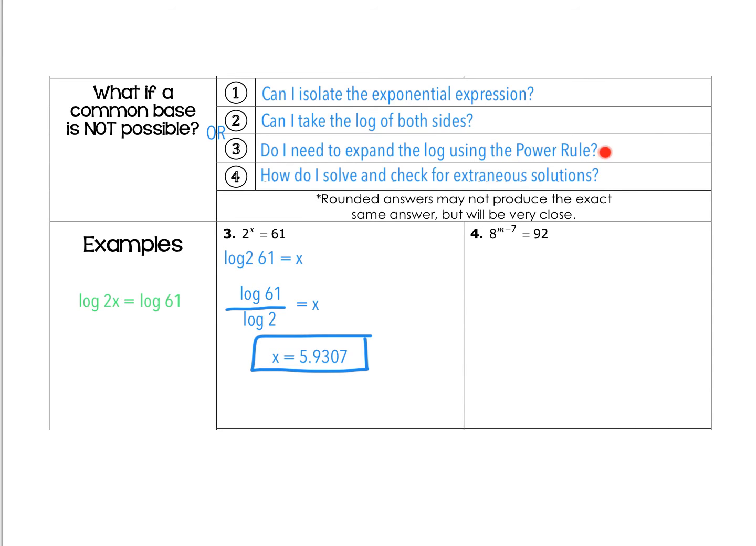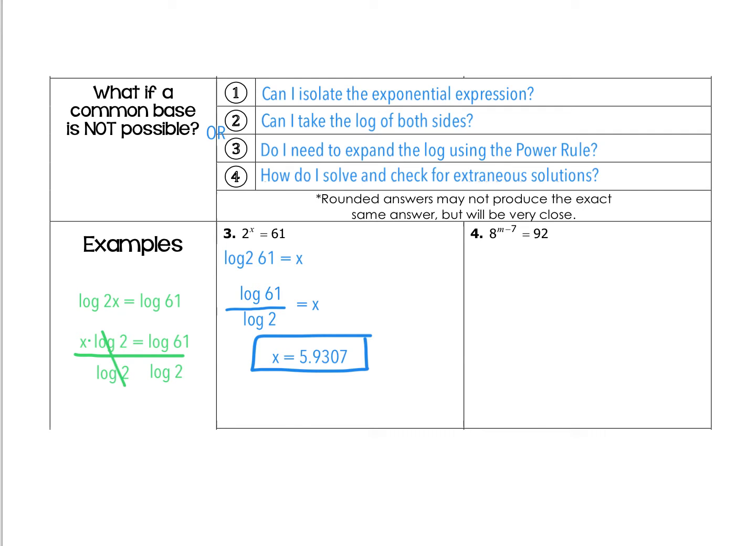So I'm going to use that power rule, because I know that if I'm taking the log of something, I can take the exponent when I am expanding it and put it out front and multiply that log by it. So when I move that x out front, I have x times log of 2, using the power rule, equals log of 61. And then to solve for x, which is being multiplied by the log of 2, to undo times the log of 2, I'm just going to divide both sides by the log of 2.